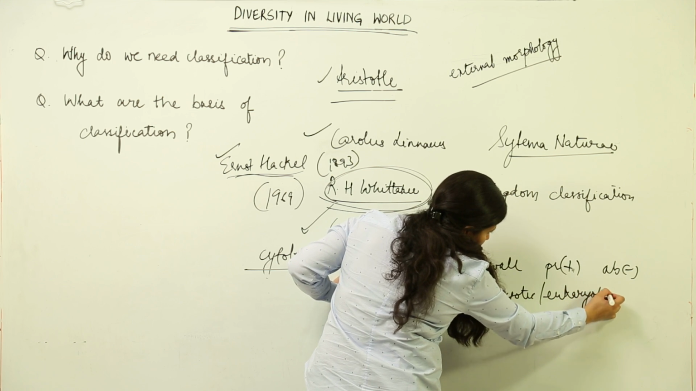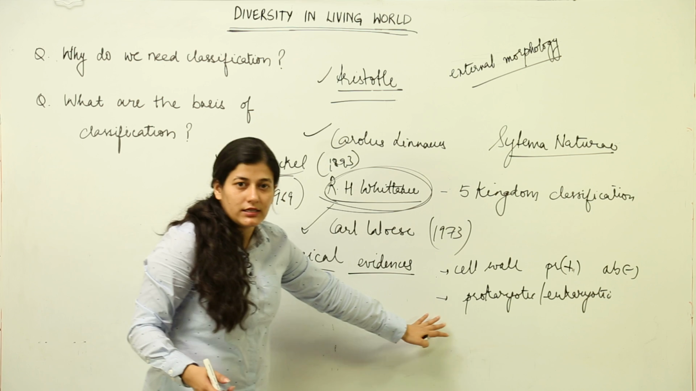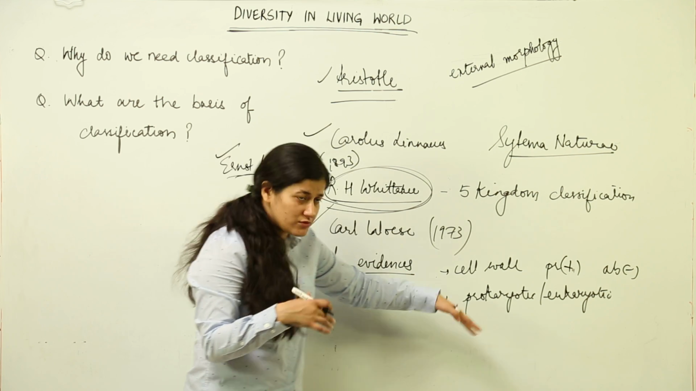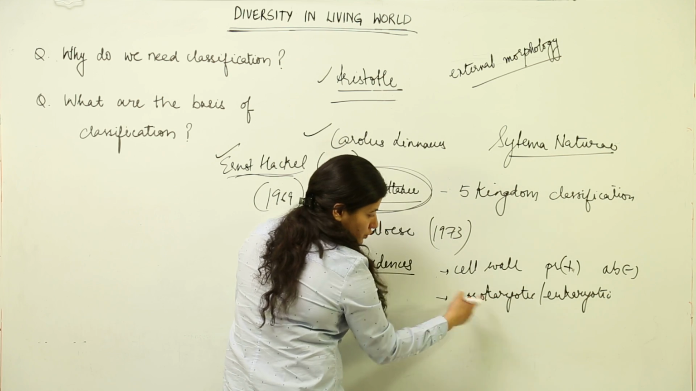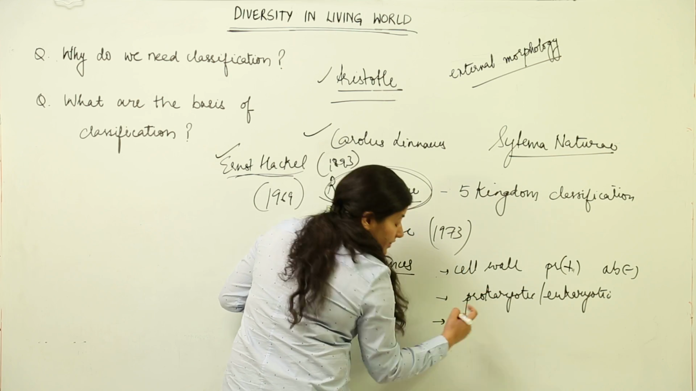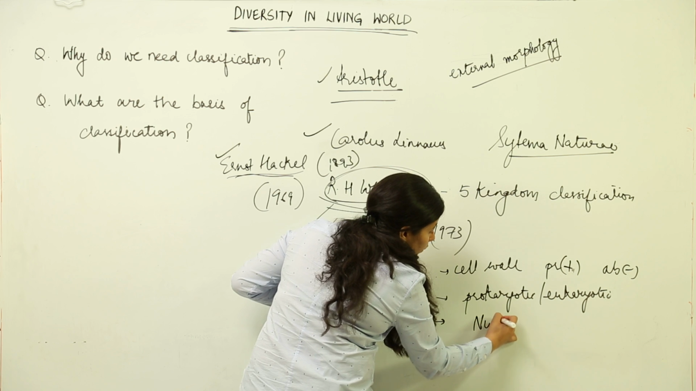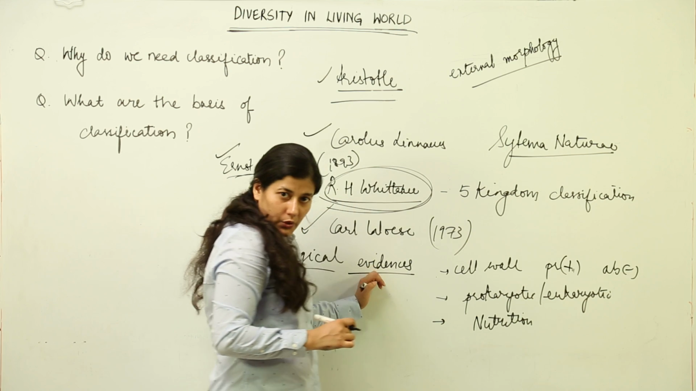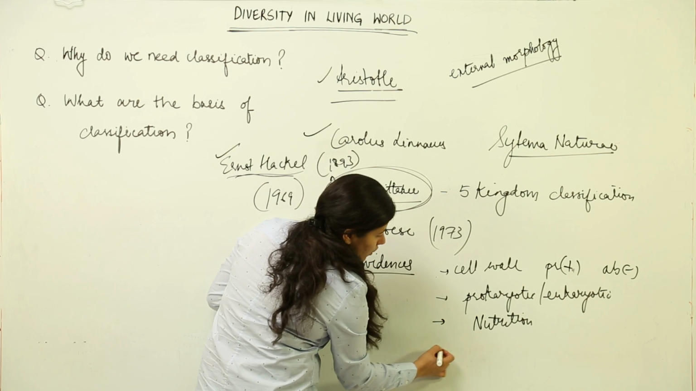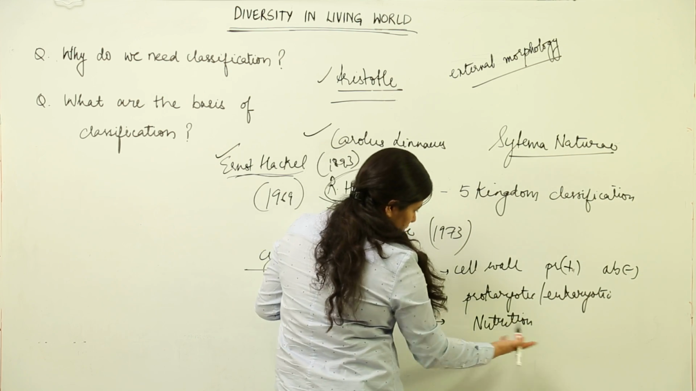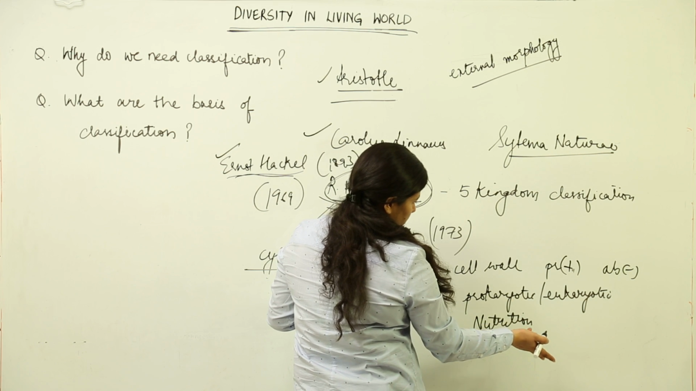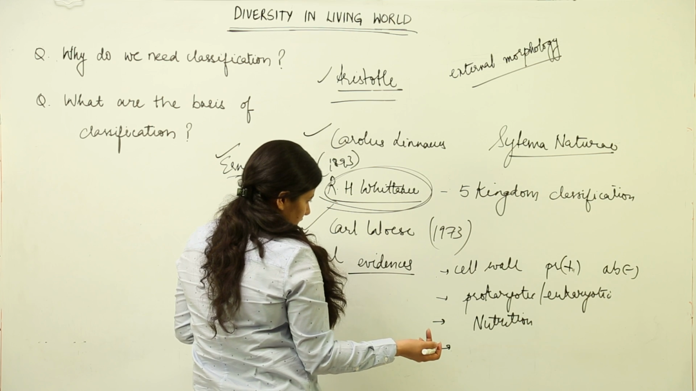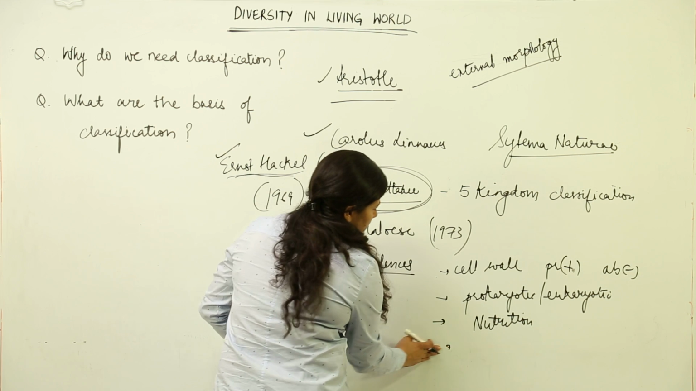I am not citing the criteria according to the importance they hold, I am just giving them to you randomly. In importance, first is this, then comes the cell wall. Then on the basis of nutrition, whether they are autotrophic or heterotrophic. So nutrition has been taken into account, prokaryotic or eukaryotic has been taken into account, and cell wall has been taken into account. That is all.